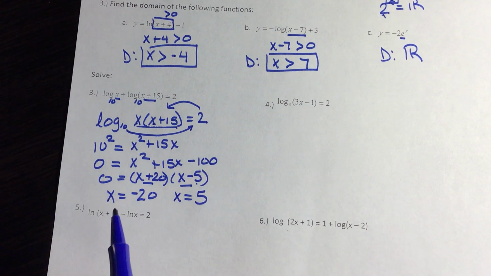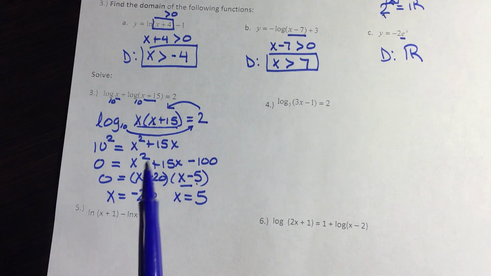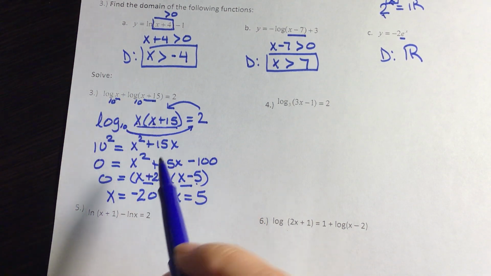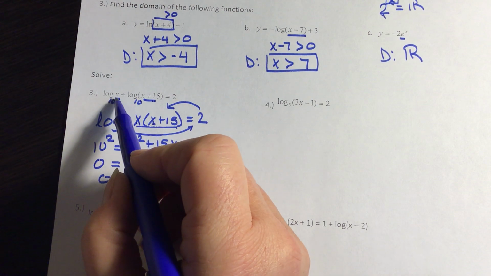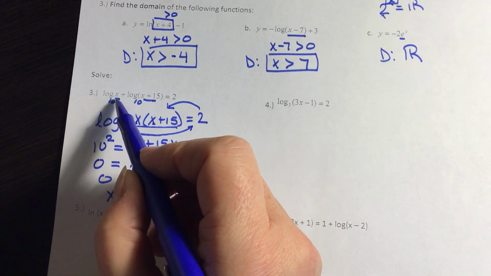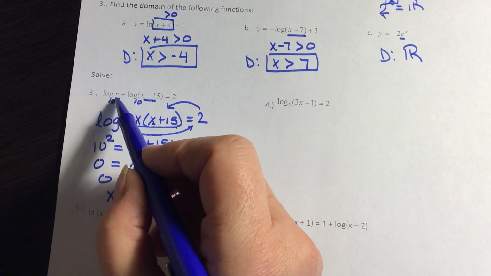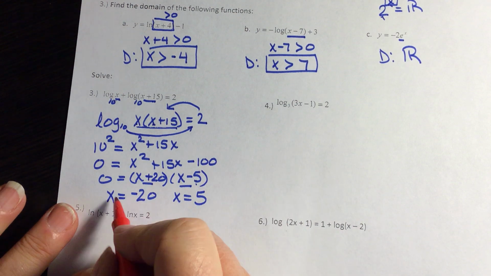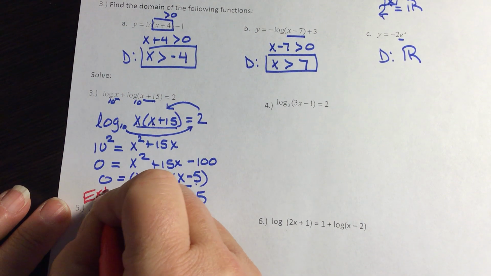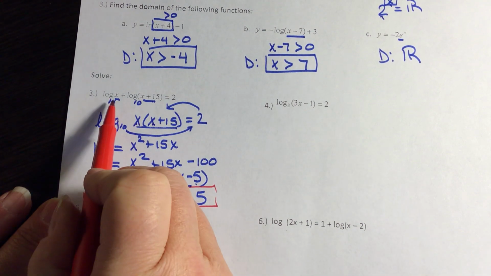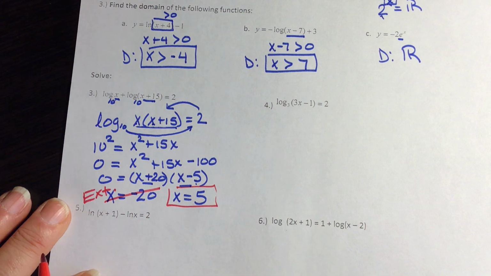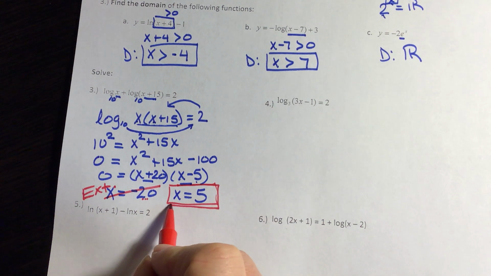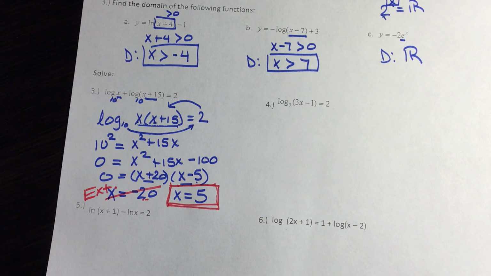But I also have to keep in mind that it has to work inside my domain. So if I look back here, I have to have a log of a positive number. So if I plug in negative 20 here, I don't have a positive number. I can't take log of negative 20. So log of negative 20 is an extraneous value. But log of 5 will work. I can do log of 5 and I can do log of 20, but I can't do a log of a negative number. So my only solution in this case is x equals 5.